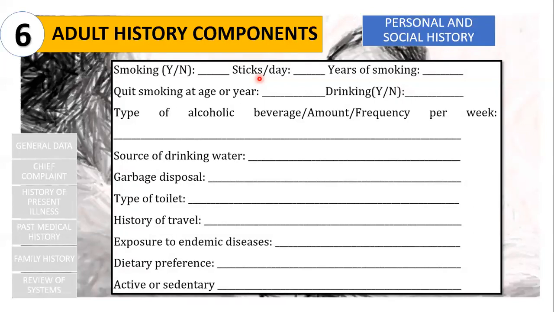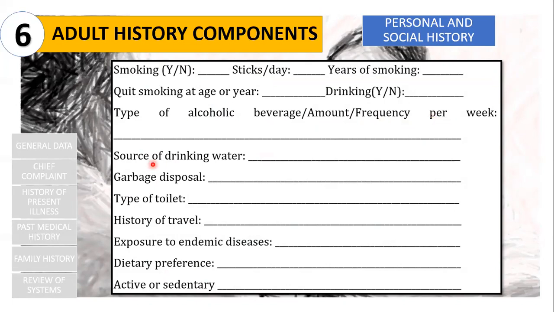Pack years is computed by multiplying the number of packs per day by the number of years of smoking. Packs per day is computed by dividing the number of sticks per day by 20. So for example, a patient has 10 sticks per day smoking for 6 years. So that is equivalent to 3 pack years. Remember that.